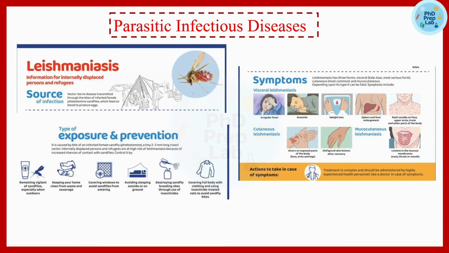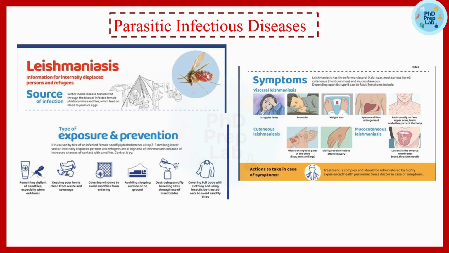Now we come to parasitic infections. The first one is Leishmaniasis. The symptoms include irregular fever, anemia, weight loss, etc. Leishmaniasis has three forms. The first one is the visceral one, which is Kala-azar, the most serious one. Then is the cutaneous one, which is the most common one. And then we have the mucocutaneous one. It all depends upon its type. The causative agent of leishmaniasis or Kala-azar is very frequently asked.